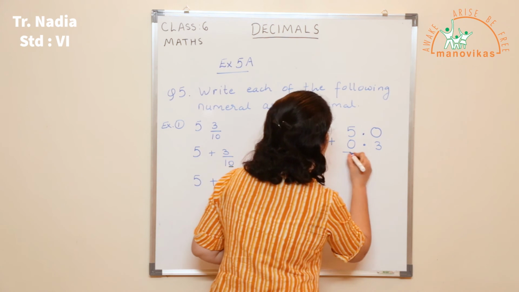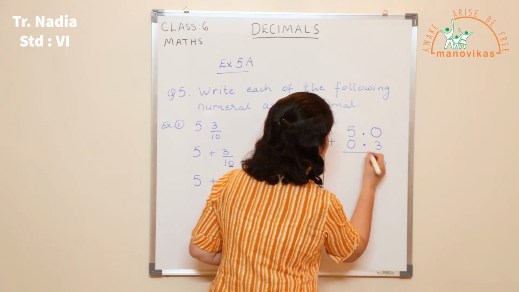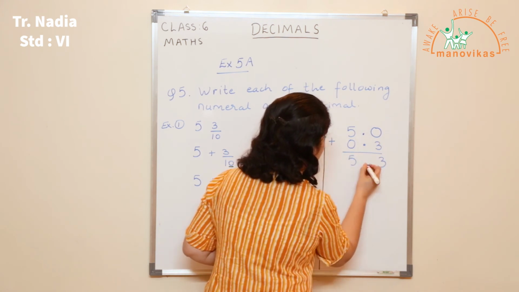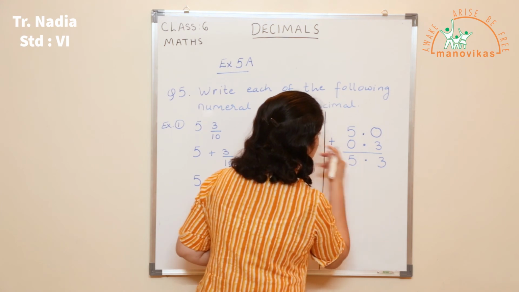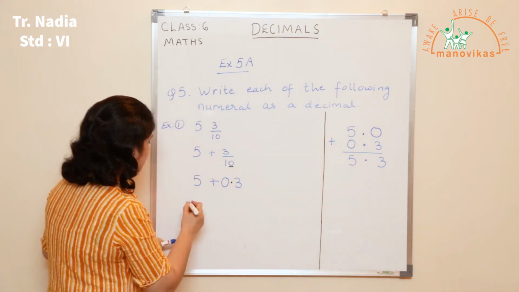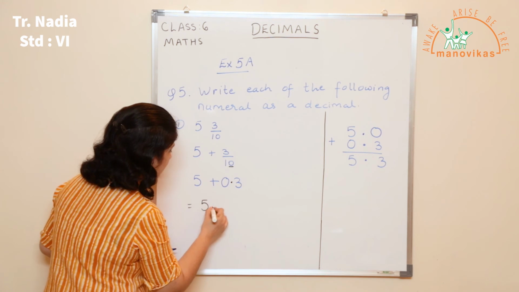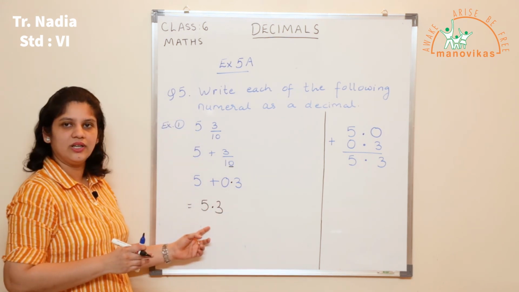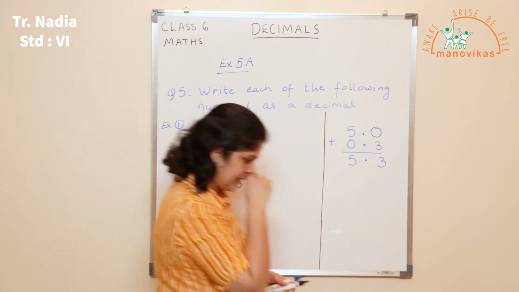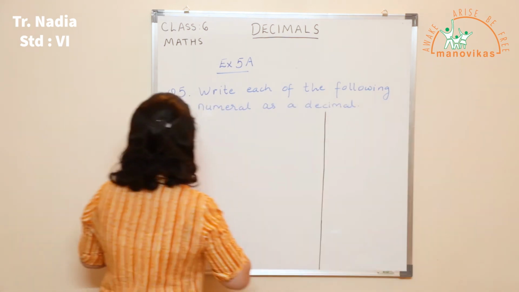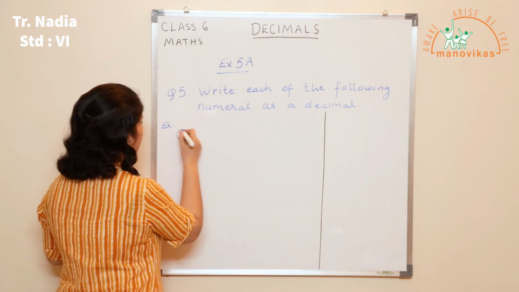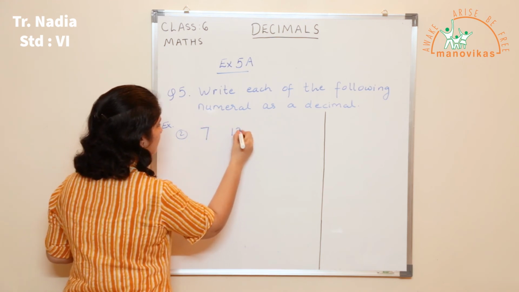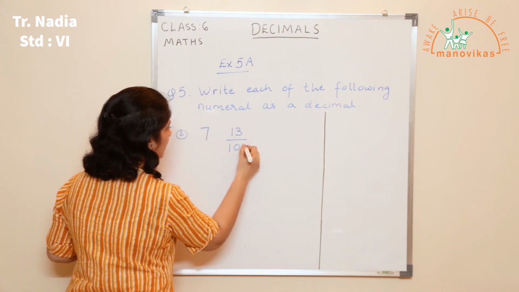Now let me add it. 0 plus 3 is 3, 5 plus 0 is 5. The decimal comes down as it is. So the answer is 5.3. So this number is now converted to a decimal. Let us take some more examples. I'll take another example. Here I have 7, 13 upon 100.